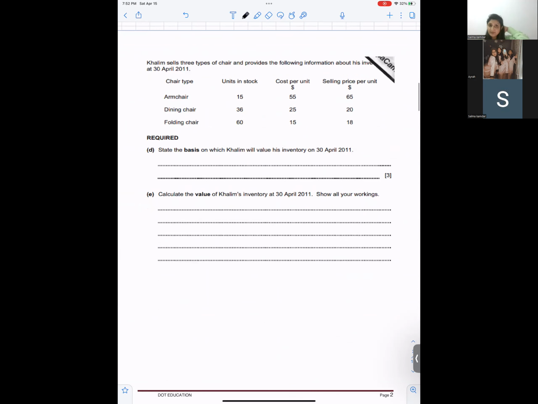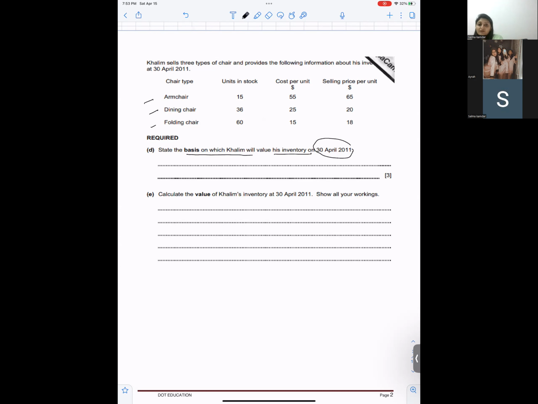Now we have a sum over here, which is a past paper question, and you have 3 types of chairs: armchair, dining chair, folding chair. They are asking you to state the basis on which you should value your inventory on the last date. On the last date, you should value your inventory at cost or NRV, whichever is lower.